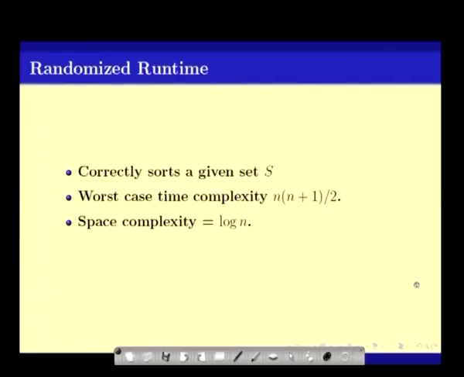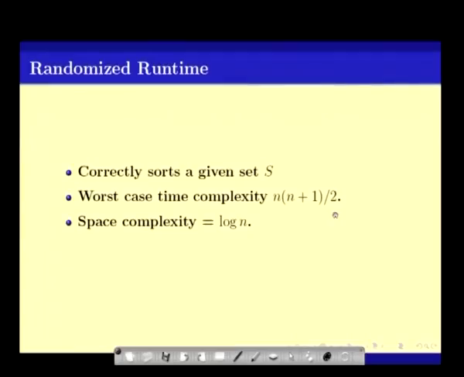It is true that even in this algorithm the worst case running time is still n into n plus 1 by 2. So in the worst case we can be stuck making n square plus n by 2 steps, but the expected running time for any set S goes down to n log n. Note that n log n is much better than n square, because log n is very small compared to n.